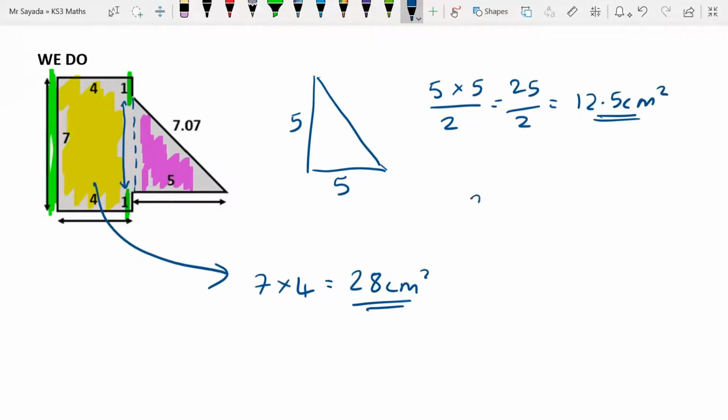The final step is to add the two areas together. 28 plus 12.5, which is 40.5 centimeters squared. So to summarize, we split the shape up into a rectangle and a triangle. We found the separate areas of the rectangle and the triangle, and we added them together to find the area of the whole compound shape.